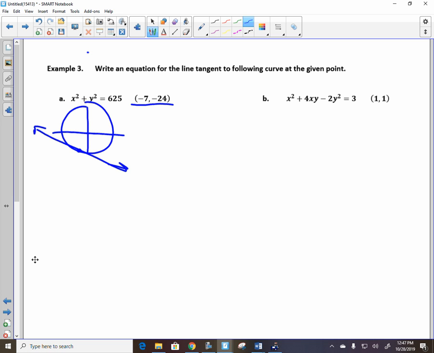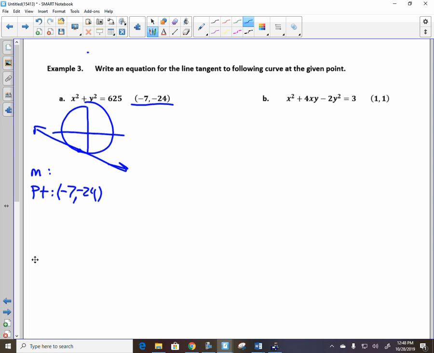I know what the graph looks like. Do you know what this graph looks like? No, I don't either. So when you have the opportunity to view it, check your answer. So here we go. I need to find this derivative. I need a slope and a point. I have the point. The point is -7, -24. Now it's time to find the slope. How do I find the slope?